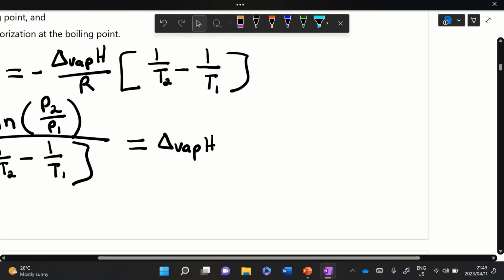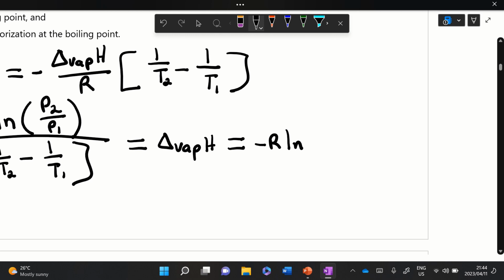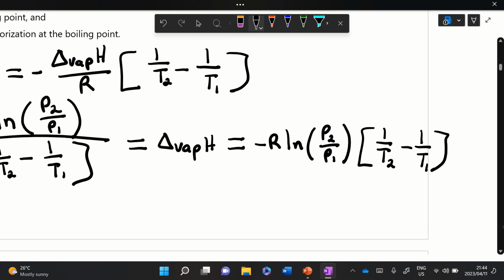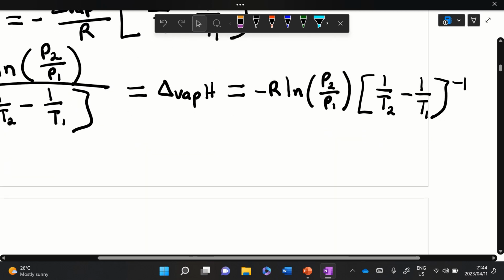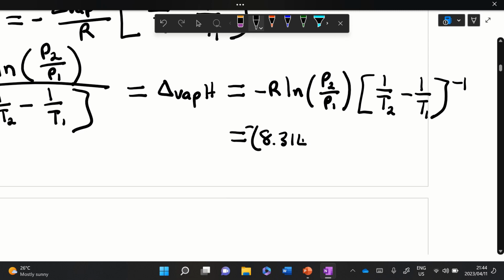Or a different way of writing it would be minus R ln P2 over P1, and then my favorite notation is 1 over T2 minus 1 over T1, and then we say to the power minus 1 there. Okay, so then we just have to plug in our values. So we have a minus 8.3145 joule per Kelvin per mole.